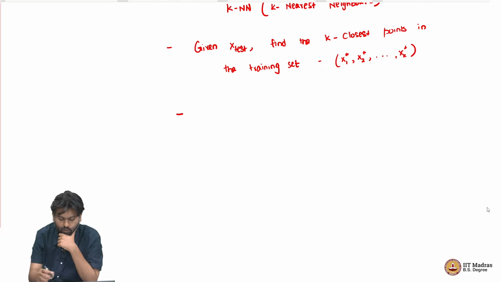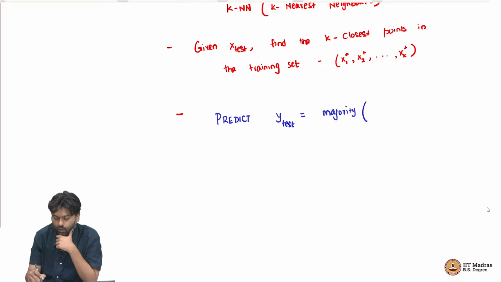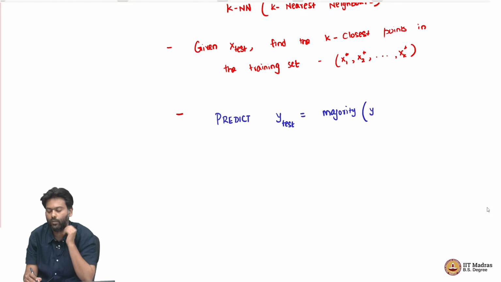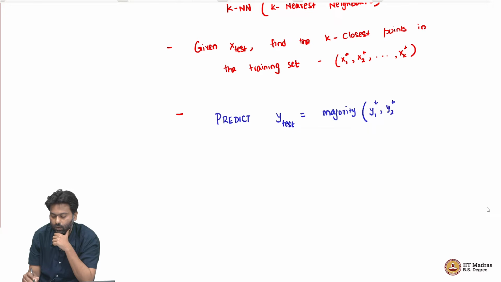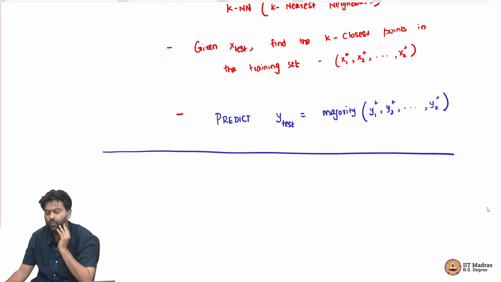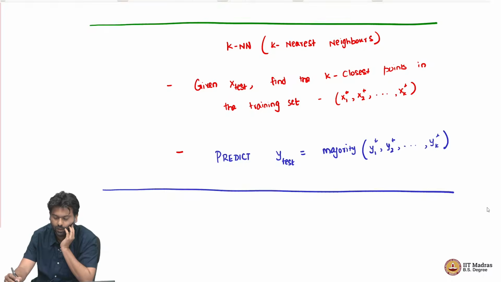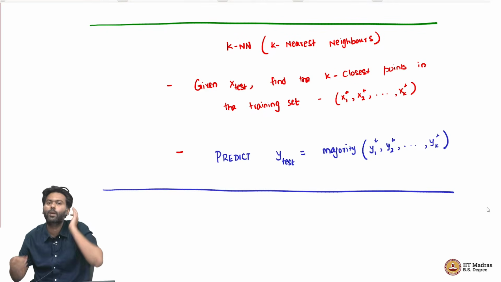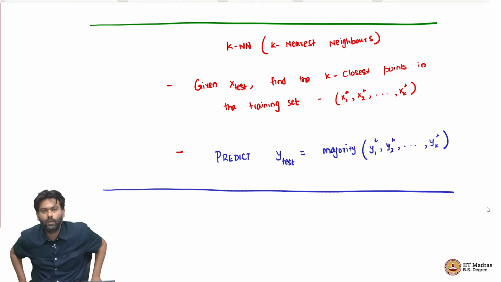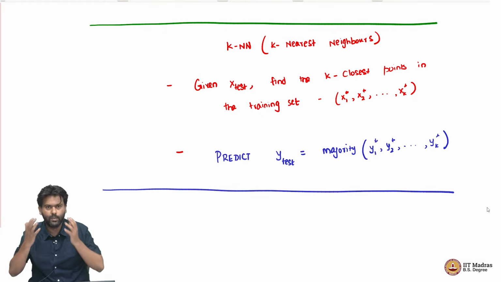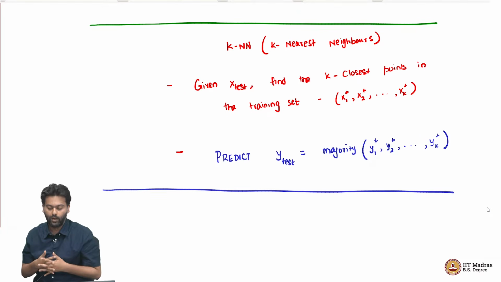Now, how are you going to predict? Well, your prediction, predict Y test, is simply going to be the majority vote of the corresponding labels of these nearest neighbours, right. So, y1 star, y2 star, yk star. So, this is your first algorithm that we will see for binary classification. It is a super simple algorithm, right. So, you just look at your neighbours and then follow whatever the majority says, right. So, this algorithm seems pretty easy and pretty straightforward.